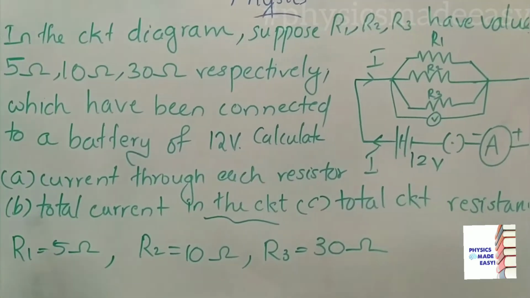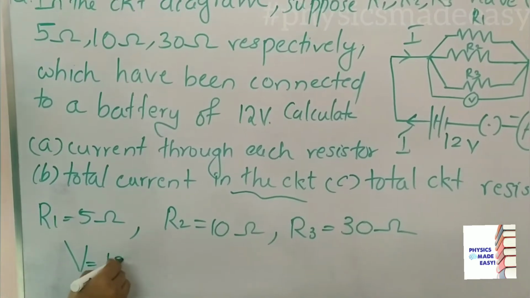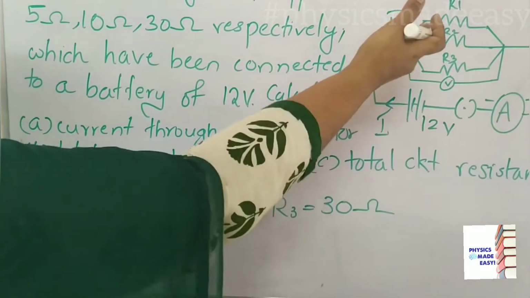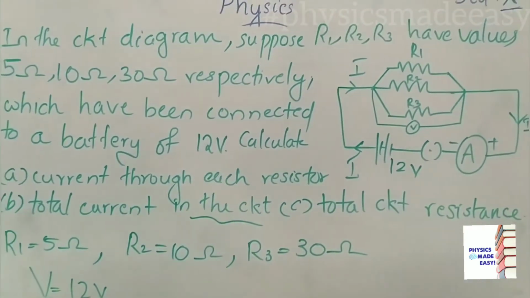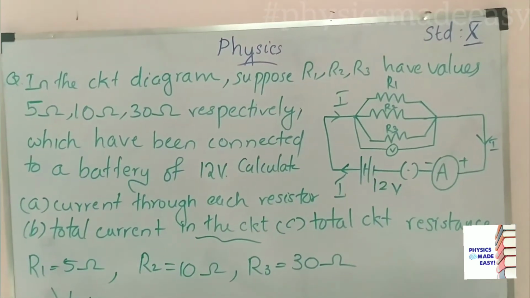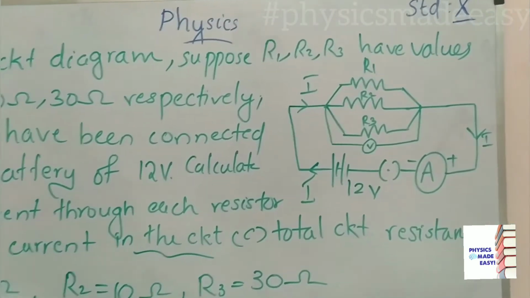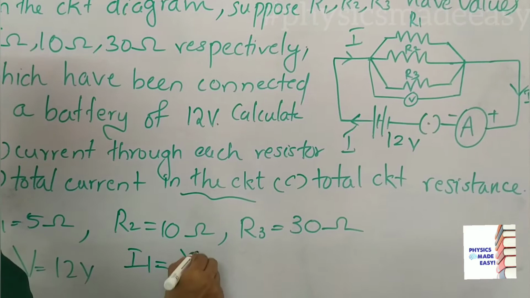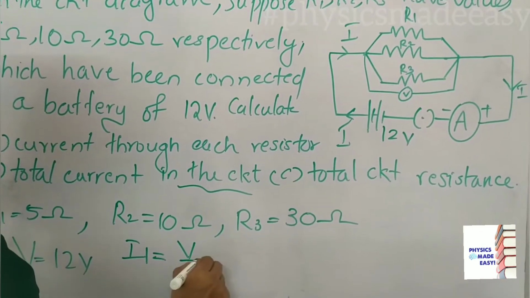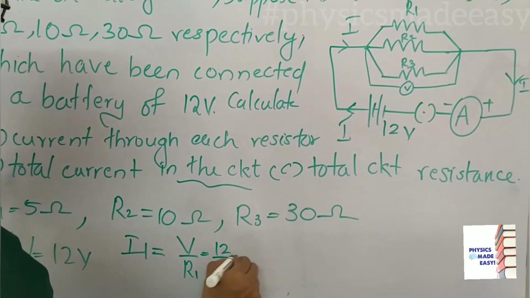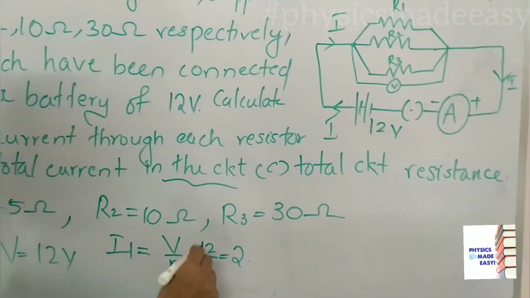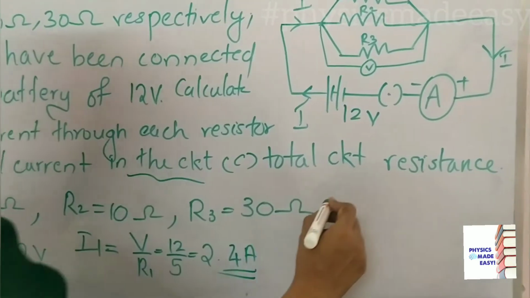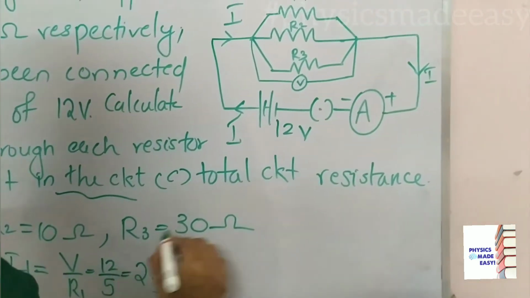12 volt is the potential difference. We can write this as 12 volt. How to find the current? I1 is equal, you know, all these are connected in parallel, so the potential difference across each resistor will be same, and that is equal to 12 volt. So how to find the current? I1 is equal to V divided by R1. So 12 divided by 5, that is equal to 2.4 ampere.